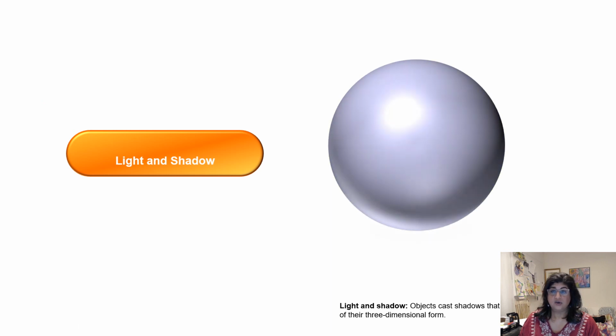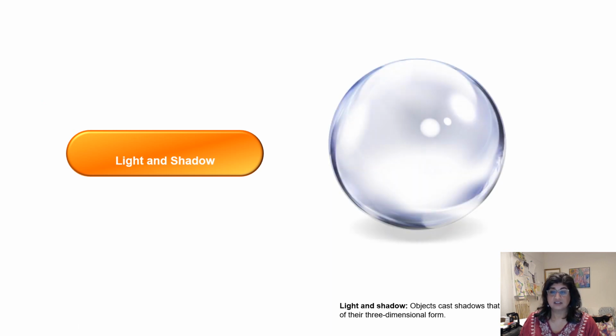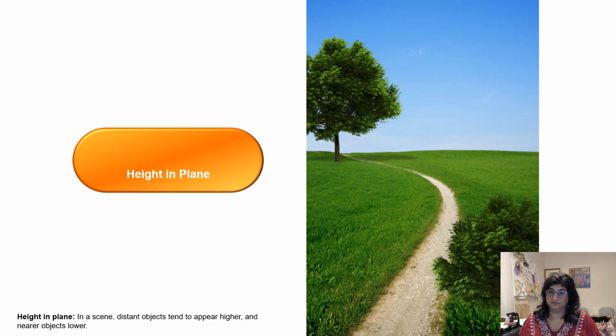Light and shadow can also give a sense of three dimensions, and so you just saw that here, that if we create some shadows, if we imagine light coming down and creating shadows on one side and creating a shadow here, that's going to create depth. Heightened plane is that things up close look down compared to things further away, so you can also use that to create more depth in your images.